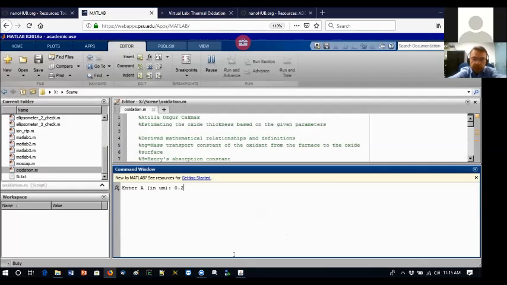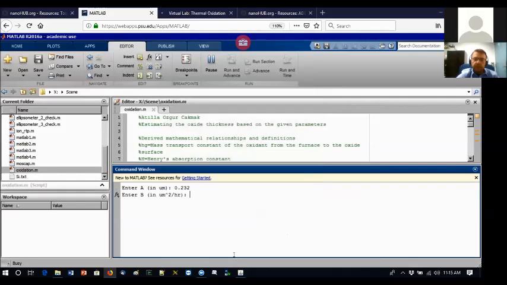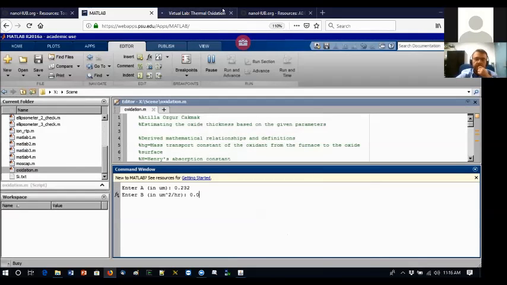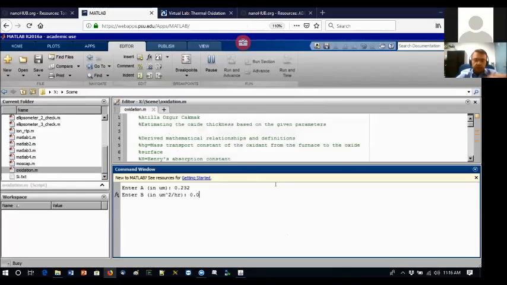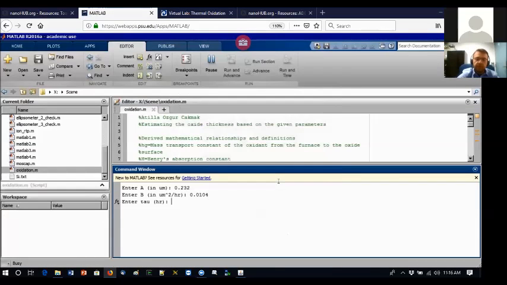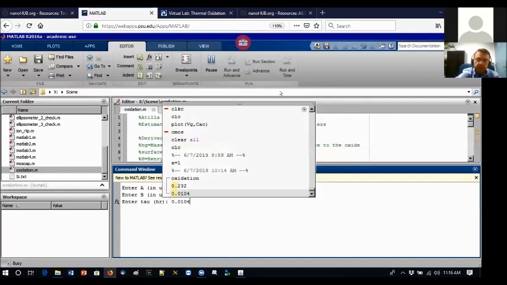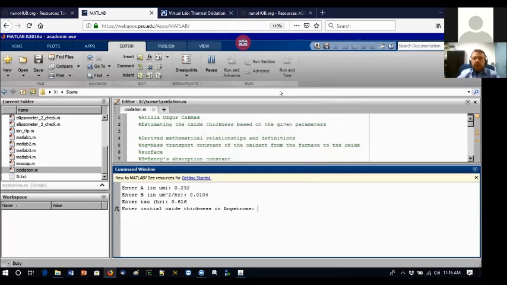I use the same, so it will be in the memory of MATLAB. The first one is 0.232. The second parameter I will enter is 0.0, what was it? Yeah, 1. So if I look at the memory again, 0.0104, and the last is 0.6, I believe, 0.6. Yes. So I hope you're with me at this point.